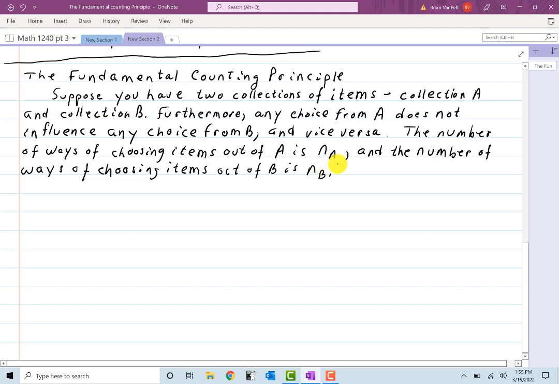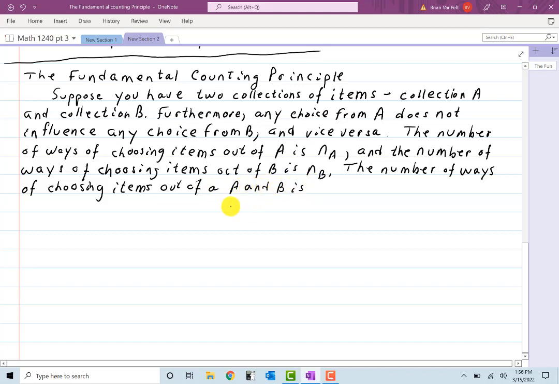Now, with all that, I'm finally able to tell you what this is about. The number of ways of choosing items out of A and B is n sub A times n sub B.